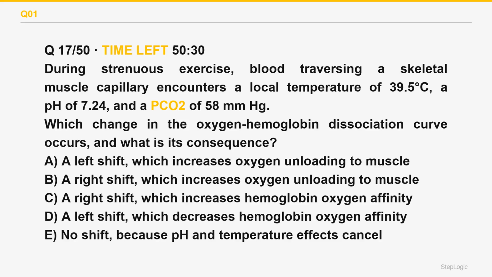Which change in the oxygen hemoglobin dissociation curve occurs, and what is its consequence? During strenuous exercise, blood traversing a skeletal muscle capillary encounters a local temperature of 39.5 degrees C, a pH of 7.4, and a PCO2 of 58 millimeters of mercury. Read the command: the direction of the shift, and what it accomplishes. Two things must both be right: which way the curve moves, and what moving that way does.